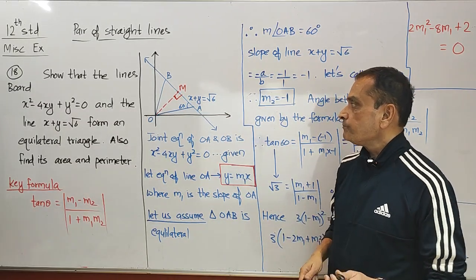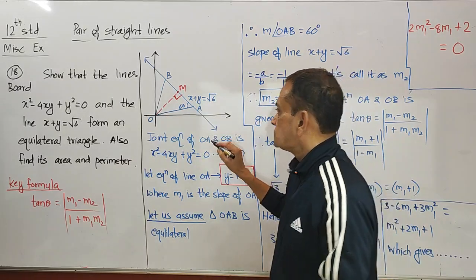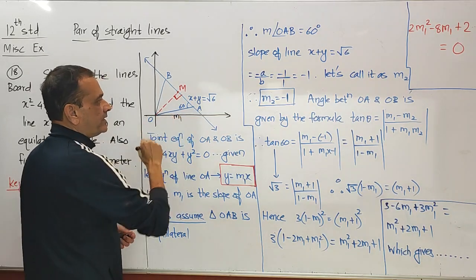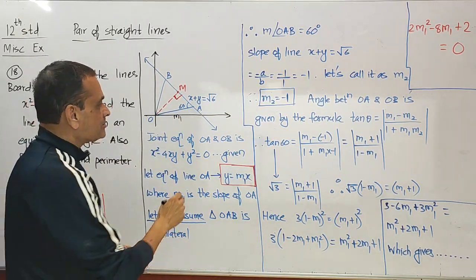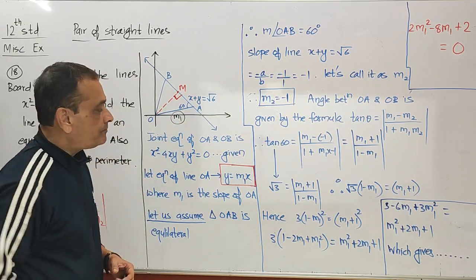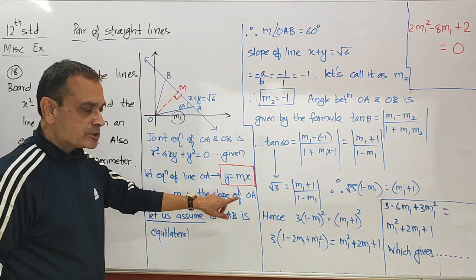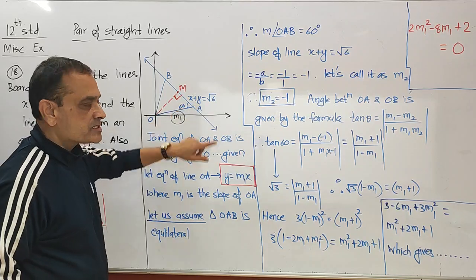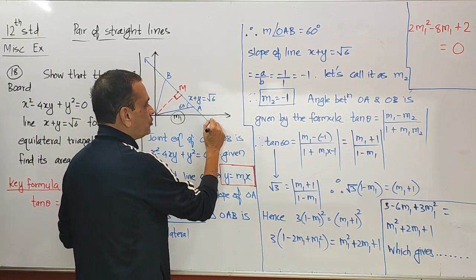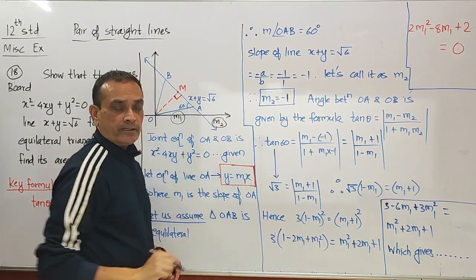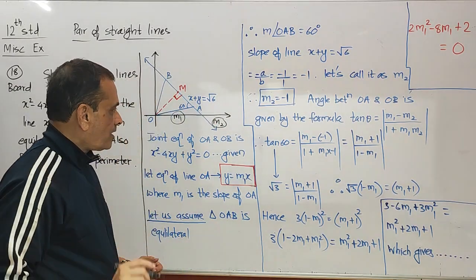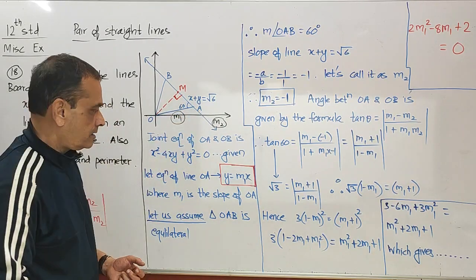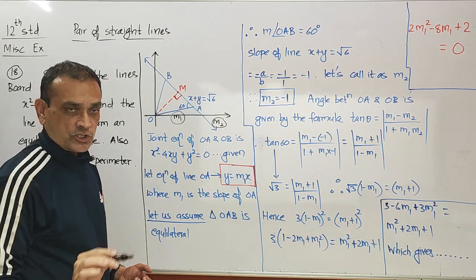Clear? Okay? So I will just represent here m1. m1 is the slope of OA. And let us suppose the slope of AB, x plus y is equal to root 6, is m2. I'm just writing the slope. So let us suppose the equation of line OA is y is equal to m1x. Why? Because it is passing through the origin.